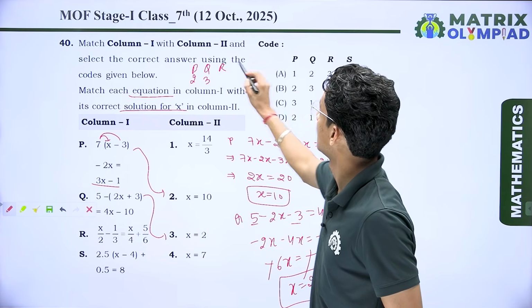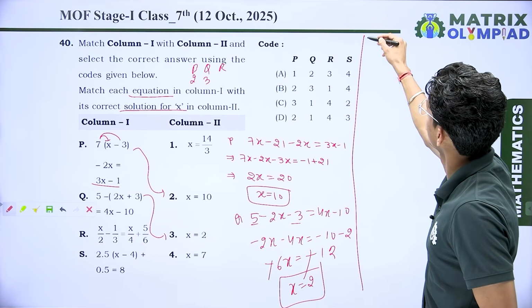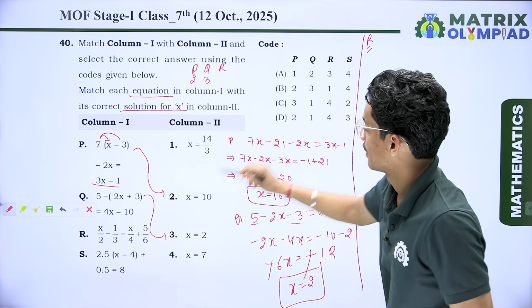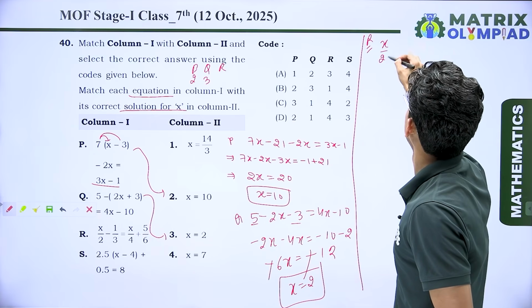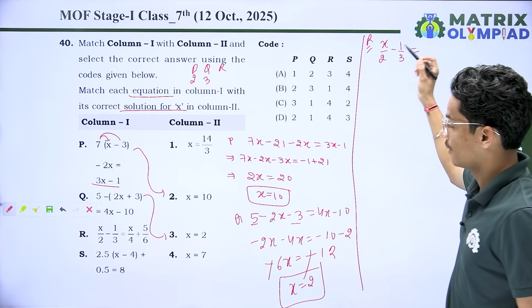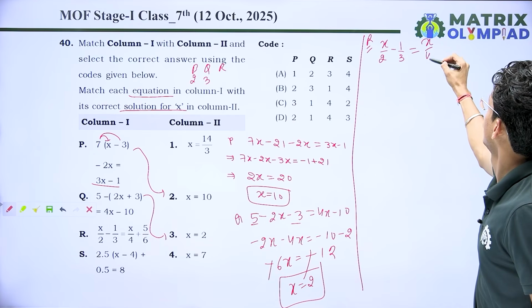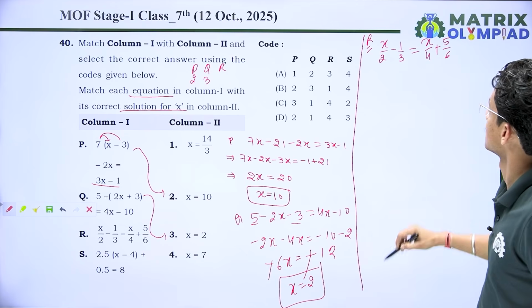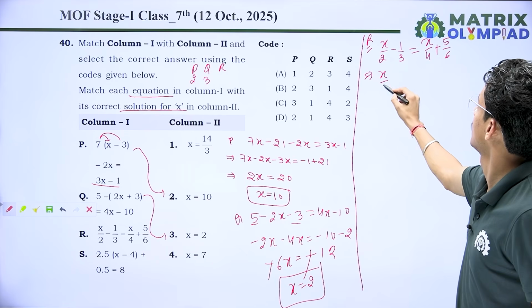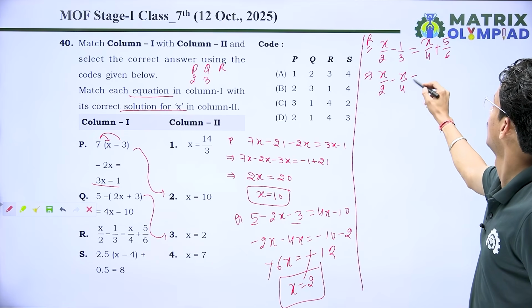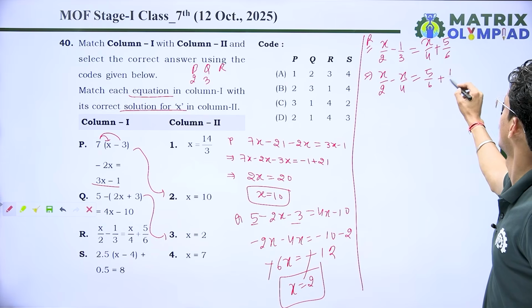Now if I talk about R, that is x upon 2 minus 1 upon 3, which is equal to x upon 4 plus 5 upon 6. So I can write here x upon 2 minus x upon 4, which is equal to 5 upon 6 plus 1 upon 3.